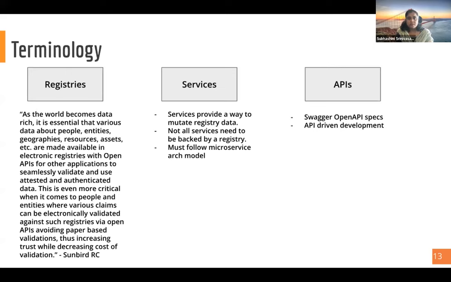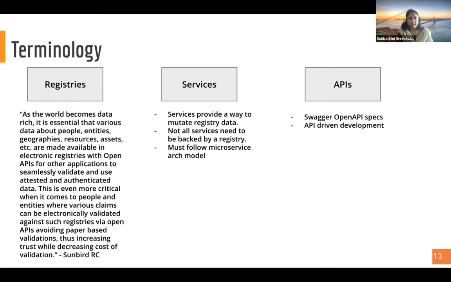Now, registries. What is a registry? What is a data registry? We keep referring to it. It is essentially a repository of validated, verified, reusable data that can be shared. So this quote that I put up on the screen is from Sunbird. As the world becomes data rich, it is essential that various data about people, entities, geographies, resources, assets, etc. are made available in electronic registries with open APIs for other applications to validate and use this data. This is even more critical when it comes to people and entities, where various claims can be electronically validated against such registries via open APIs. So essentially, it is a fundamental piece of data that lives on forever. It's a single source of truth. It can be reused. It's validated. It's verified. That's what we call a registry.